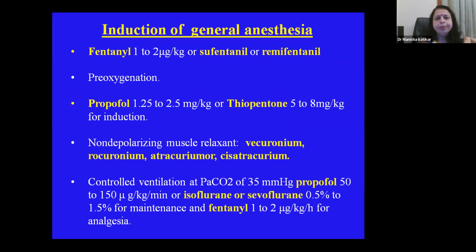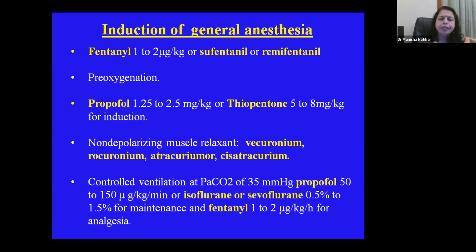That also you need to decide. The induction will be: give fentanyl as a pre-medication, maybe remifentanil if fentanyl is not available with us. Pre-oxygenate the patient. Induce the patient with either propofol or thiopental, whatever will be the drug of choice for you. You can intubate the patient with either intermediate or long-acting muscle relaxants, vecuronium, rocuronium, atracurium, cisatracurium, whatever may be your choice of muscle relaxants.